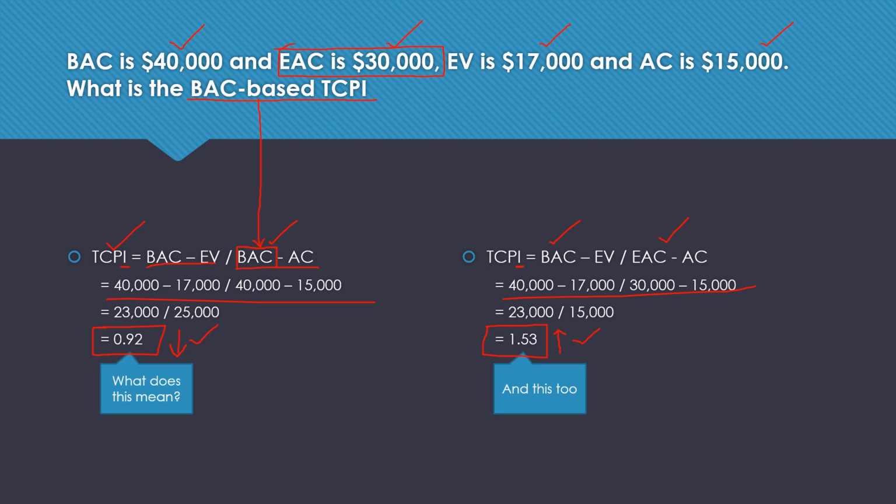So I hope this was clear. I hope you are able to make out the two different formulas for TCPI.